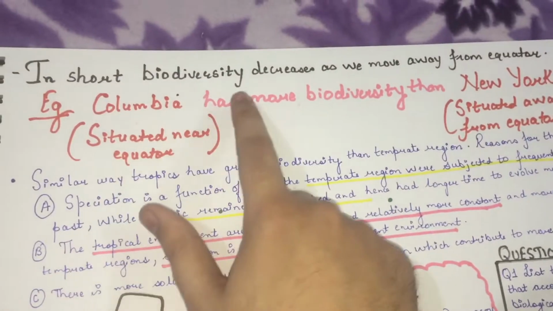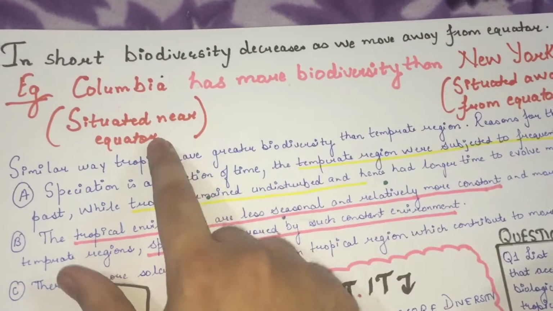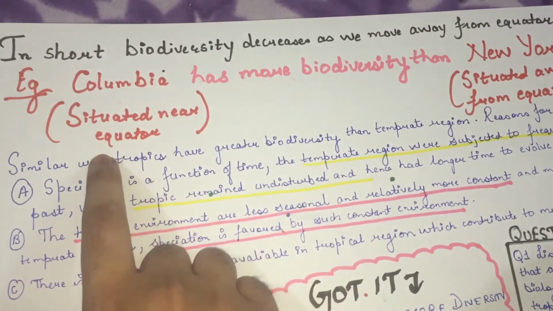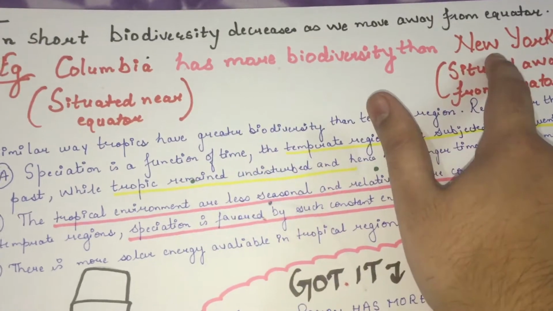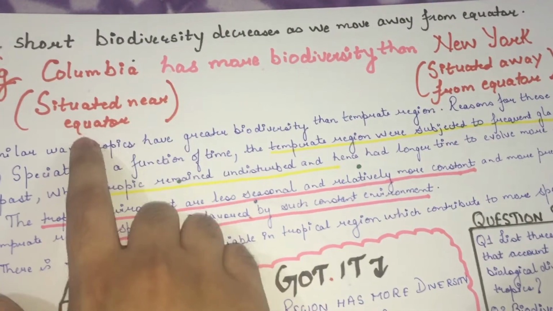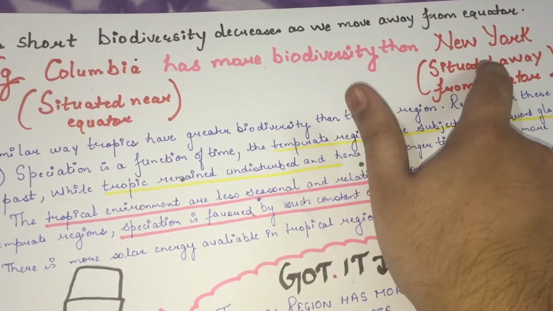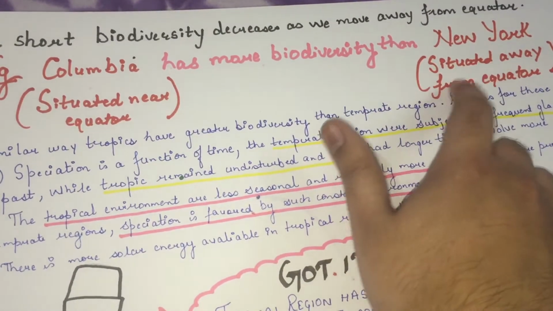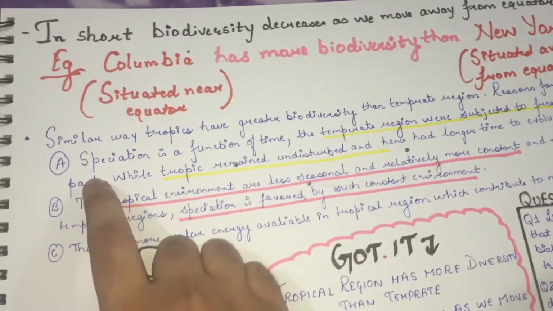So in short, biodiversity decreases as we move away from the equator. For example, Colombia, which is situated near the equator, has more biodiversity than New York, which is situated away from the equator. This is the example given in the NCERT.